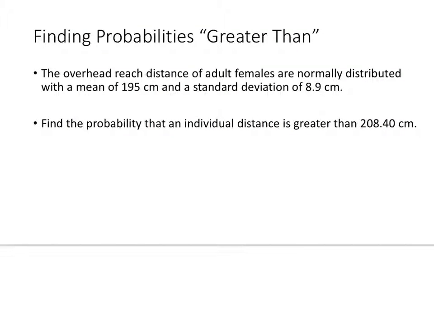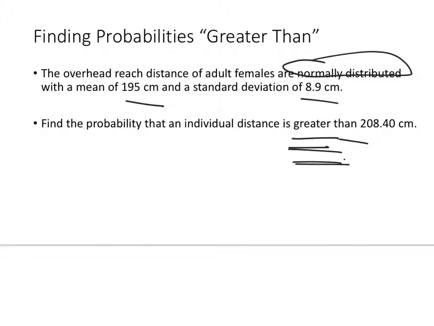The only tricks are that those examples were a less than. These examples are a greater than, which says we need to learn how to read the table when we have a greater than. So let's look at this. It says the overhead reach distance of an adult female is normally distributed, so I'm drawing my normal curve. I have a mean of 195 and a standard deviation of 8.9. Here I want to find the probability the individual distance is greater than, and that's important.